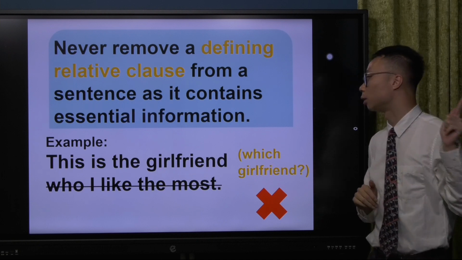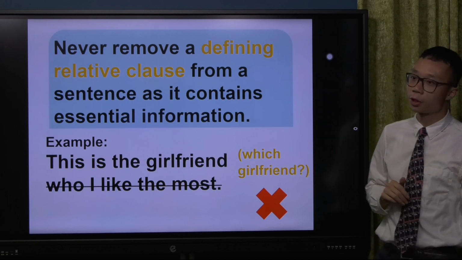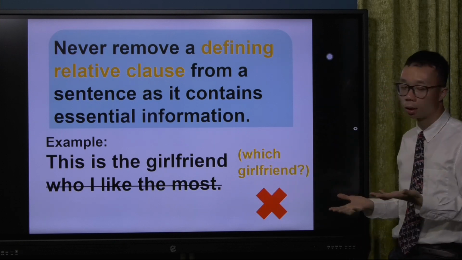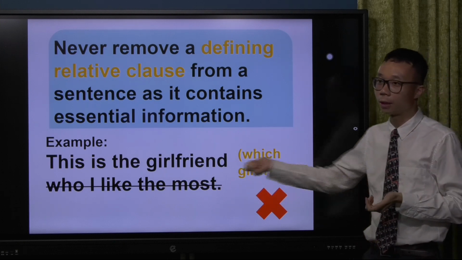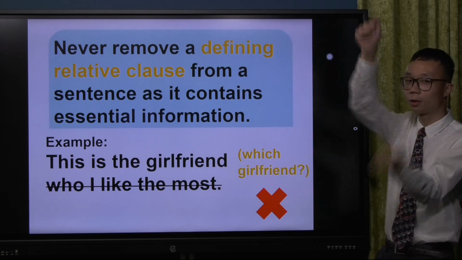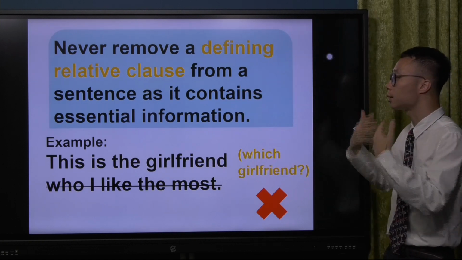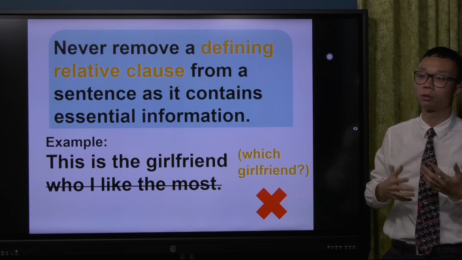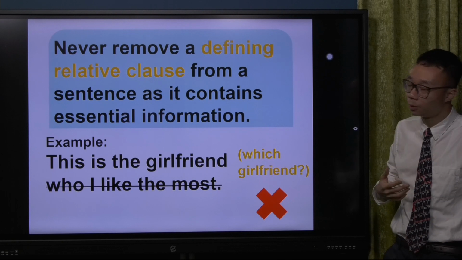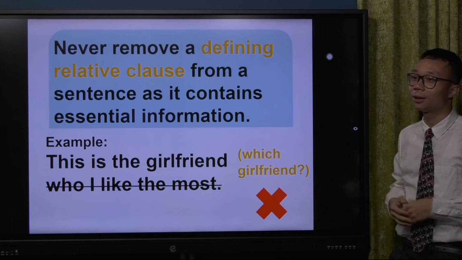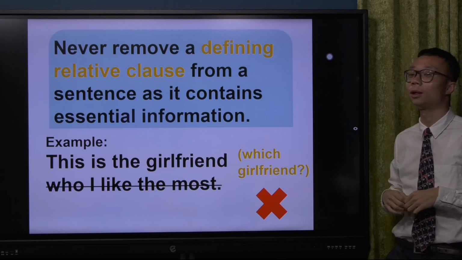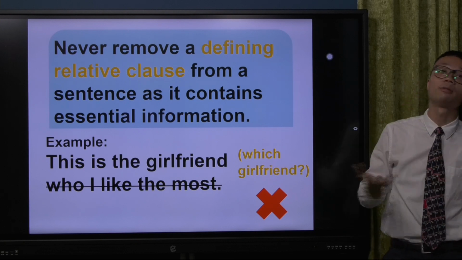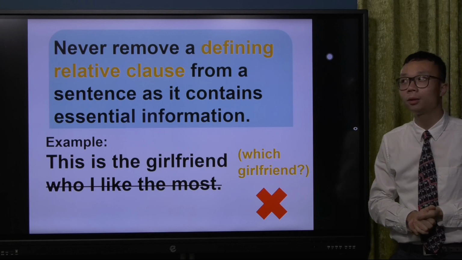So if I remove the part that says who I like the most, and I cross that part out, and you have the picture of that girlfriend, it just means this is the girlfriend. But the thing is, you wouldn't know which girlfriend I'm talking about. Maybe I have multiple girlfriends, just saying. And you don't know which one I'm talking about, the one I like the most, or the one who is my least favorite, who I don't really like.